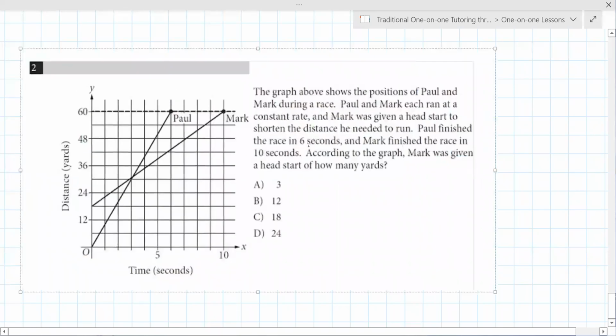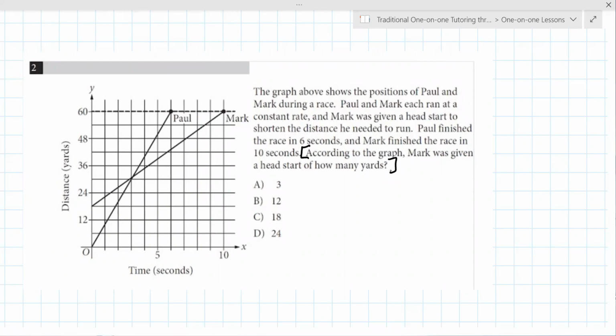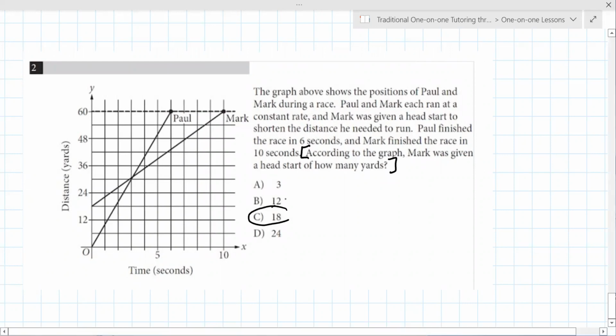Okay, so again, I want you to go right to here and start with that last sentence. Mark was given a head start of how many yards? A head start of 18. Done. Did you need to read the rest of it? No. But does this work on every problem? No, you cannot just go down to the last sentence, but it works for some. And on the ones that work, you're saving time. For the ones that didn't work, you're going to go back and read it anyway. So you didn't lose anything.